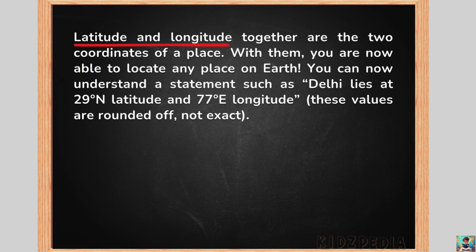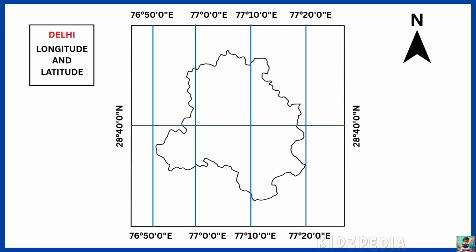So latitude and longitude are like two coordinates that help us find the exact location of any place on earth. Using these two numbers, you can say exactly where a city or country is. For example, Delhi lies at 29 degree north latitude and 77 degree east longitude. So what are the coordinates here? 29 degrees north and 77 degrees east. What does this mean? Delhi is about 29 degrees north of the equator and about 77 degrees east of the prime meridian. Remember, these numbers are rounded off to make it easier to understand.